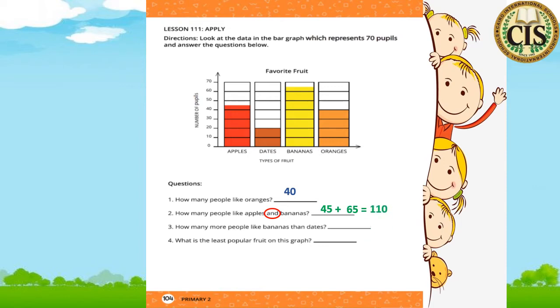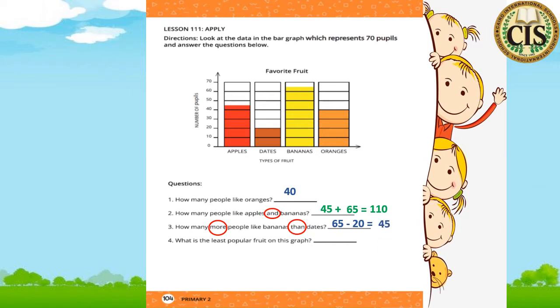The next question, how many more people like bananas than dates? Here we have the keyword more than. How many more than, how many less than, difference and left. They are subtraction keywords, okay? The number of people who like bananas is 65 and dates 20. Okay, go to the dates bar, you will find 20. 65 minus 20 equals 45.